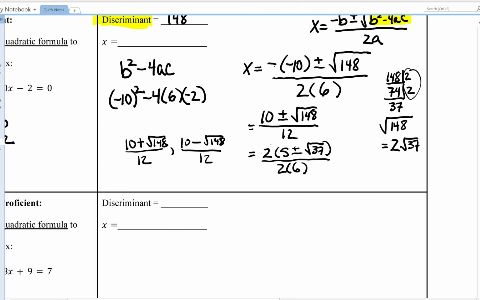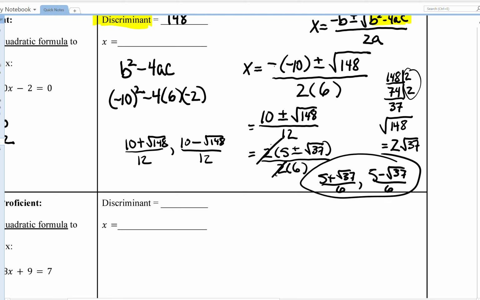And because they both have a 2 in common, those 2's can cancel. And so then your answer would be 5 plus or minus root 37 over 6, which you can write as 5 plus root 37 over 6 and 5 minus root 37 over 6. So these answers are all equivalent. If you put all of those in your calculator, you would find that they would be the same decimal value. Thank you.